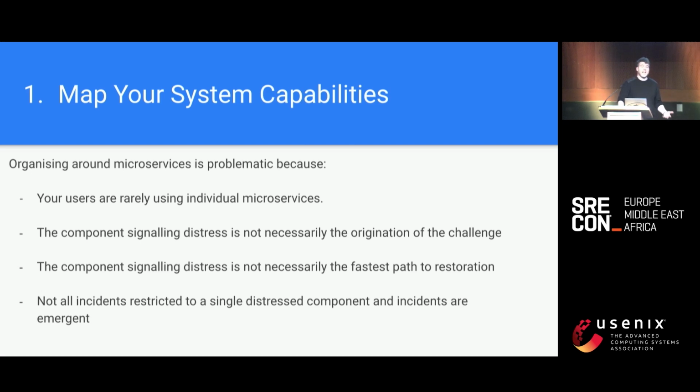Also, as I'm sure anyone who's been on call can attest to, the component that's making the noise is not necessarily the component that is at fault, and I use that in inverted commas. Also, you'll know if you've ever been on call that the component that's making noise or signaling distress might not necessarily be the fastest path to restoration. And also, I would love to live in a world where incidents and microservices have a beautiful one-to-one relationship. But in practical terms, not all incidents are restricted to a single microservice, and it's also emergent.